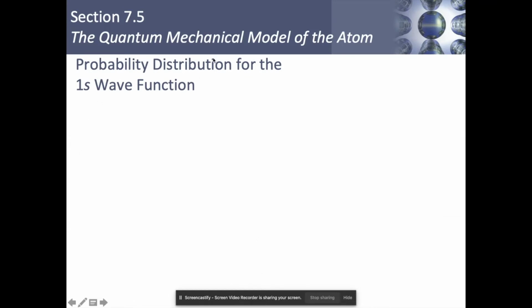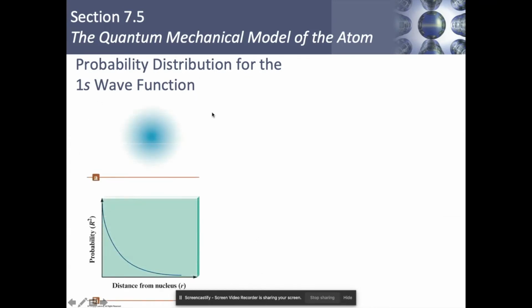So for the simplest wave function, this is what that looks like. Let's pretend the very center of the atom is the nucleus. Notice it is darker here, and it gets lighter and lighter as you go out. What this is really showing is that it is highly likely that you find the electron pretty close to the nucleus. And as you get further and further away from the nucleus, it becomes less and less likely for you to find your electron.